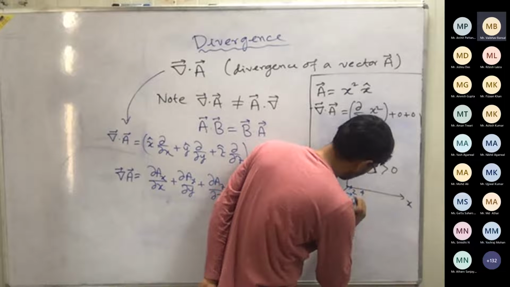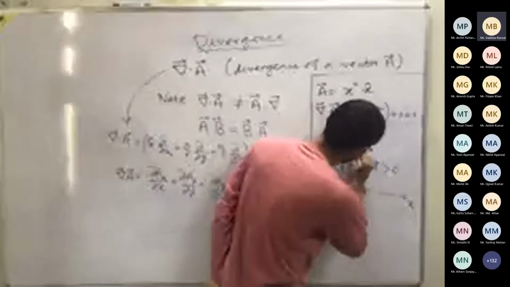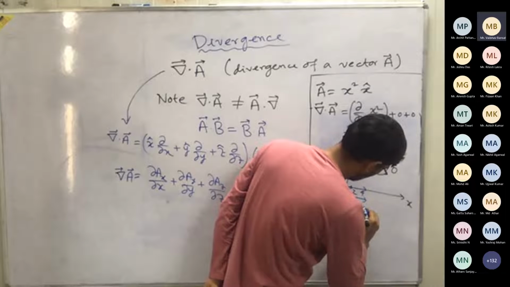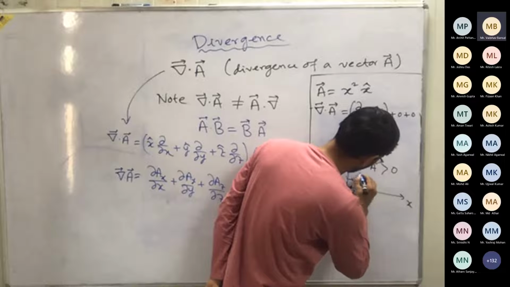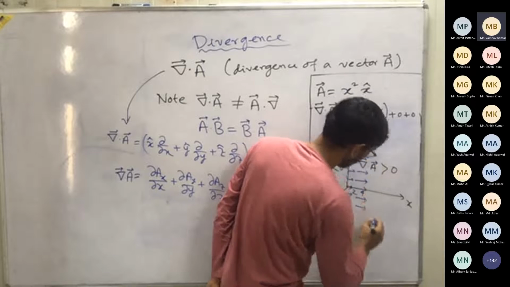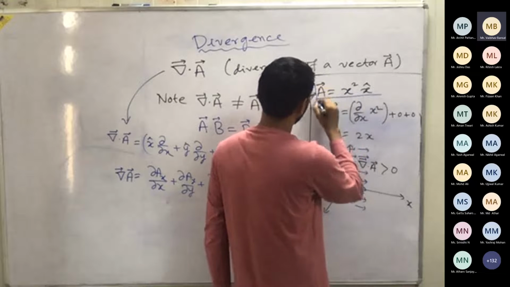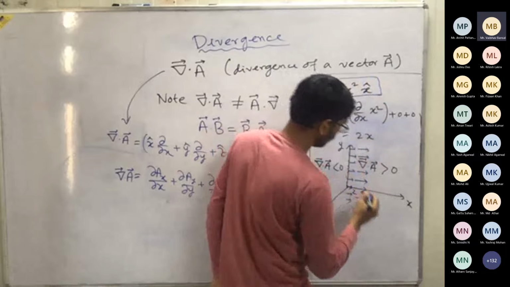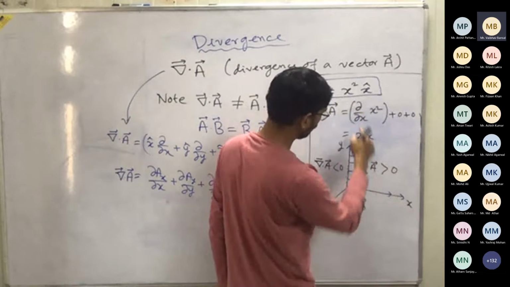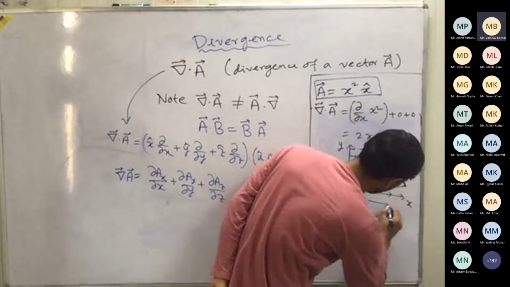Excuse me, sir, why is del dot A not equal to A dot del? Explain with the example. I'll come to it, just focus on this point. Okay, sir. So this vector I'm plotting. Do you agree with this plot? When x equals, let's say, 1, 2, 3, then 9, so it will have value 9.